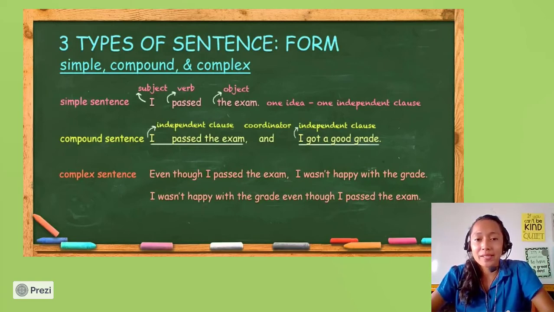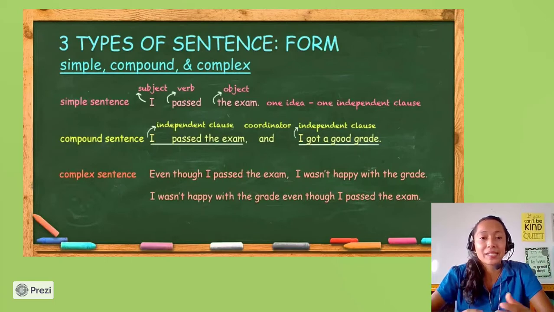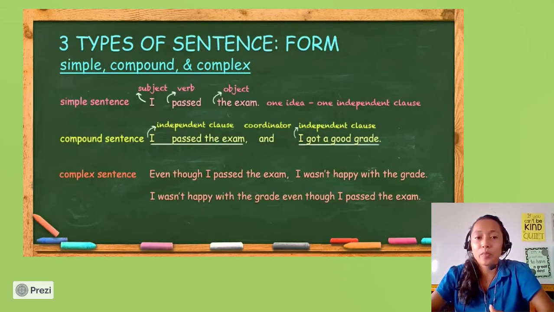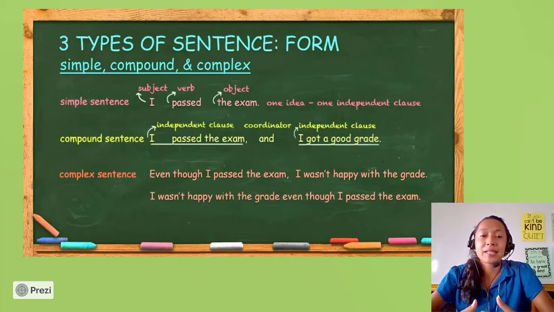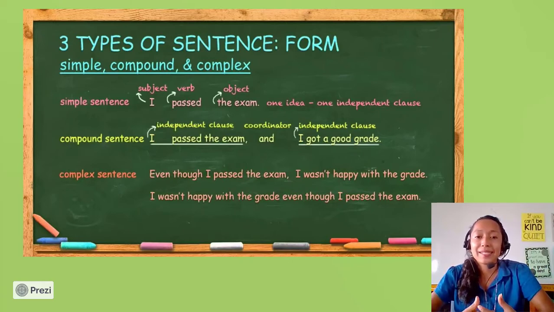Even though I passed the exam, I wasn't happy with the grade. Here, as you can see, the independent clause is I wasn't happy with the grade. That can stand alone, right? And the dependent clause in this case is even though I passed the exam. Because the dependent clause is at the beginning, we said that what must follow the dependent clause is a comma.